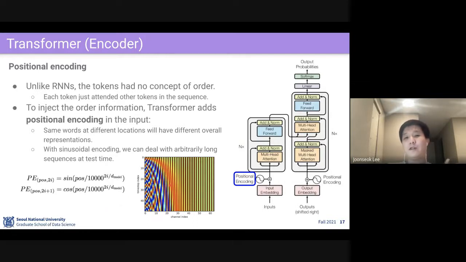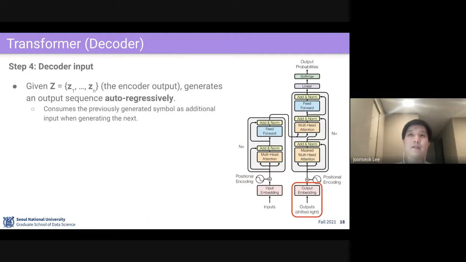And just remember that depending on the time step index, or the word index in the sequence, this positional encoding is always different. It's always unique. And that will be the hint about whether this word was used as the first word in the sentence versus, say, the fifth word, even though the word itself is the same. So they add the positional encoding here. And that's it. That's the end of the encoder part.